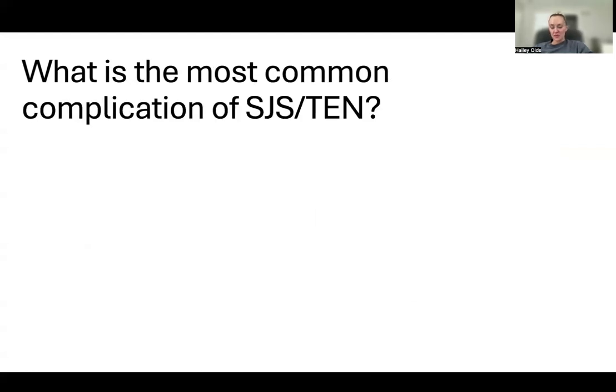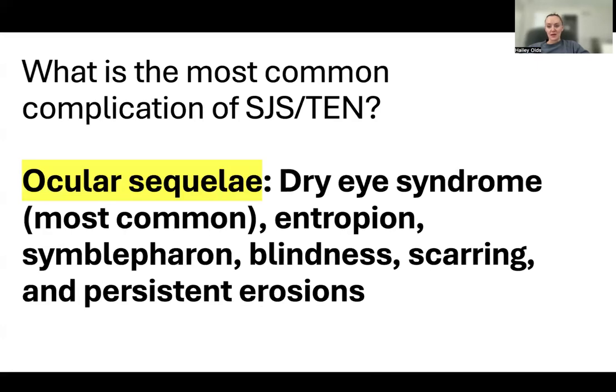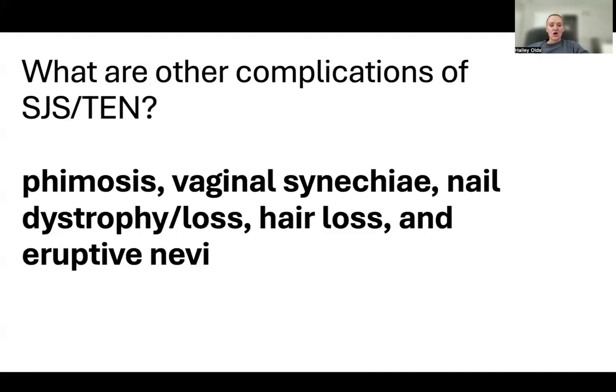What is the most common complication of SJS and TEN? So it's eye problems. So it's really important to get ophtho on board for these patients because they can have long-term consequences, including blindness and scarring. What are other complications of SJS/TEN? So basically scarring at mucosal surfaces, hair loss, nail dystrophy. You can also get eruptive nevi in this, kind of similar to like the eruptive nevi in EB.